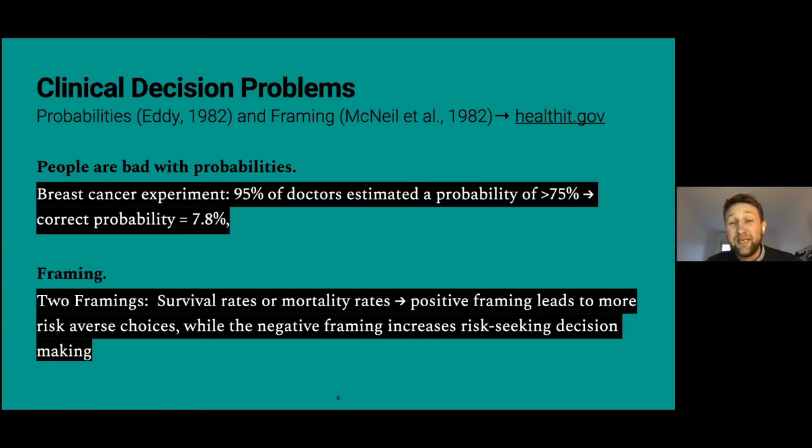Also, it might not be the best idea then to communicate explanations only in terms of probabilities and accuracy scores. The second effect that's worth mentioning is framing. In another experiment, two groups were given a medical problem with two treatment options, and one was framed as a survival rate and the other as mortality rates. The researchers found that the positive framing leads to more risk-averse choices, while the negative framing increases risk-seeking decisions.